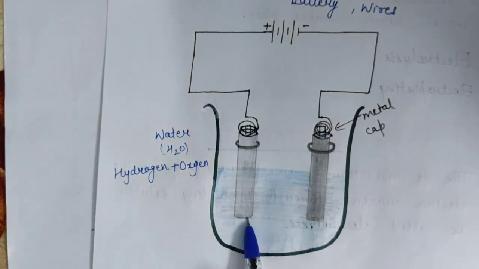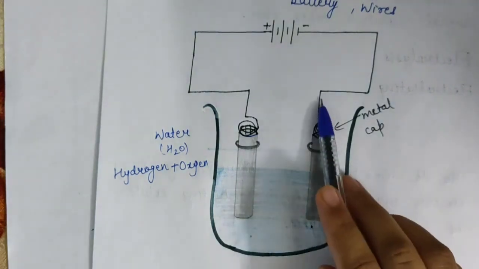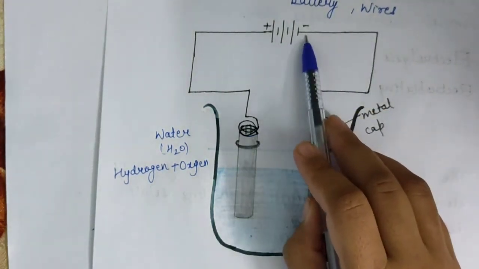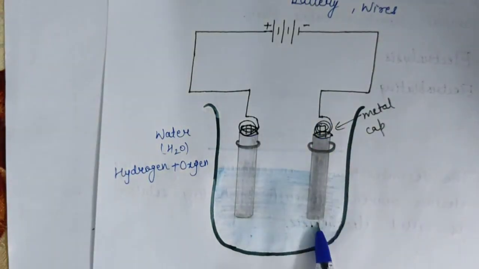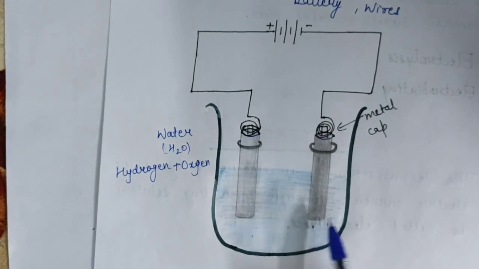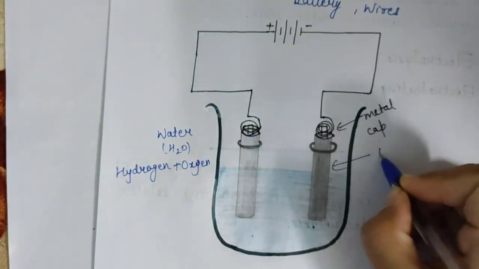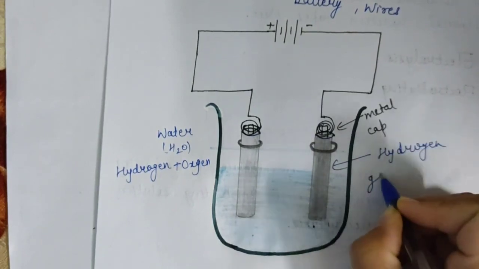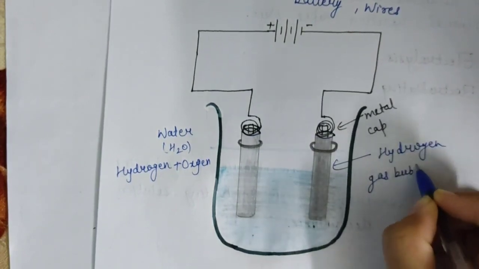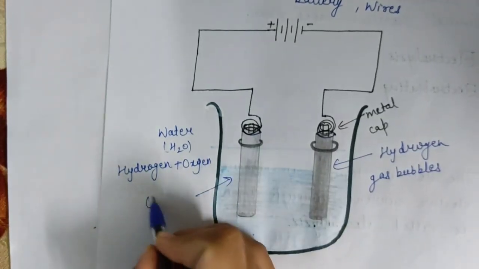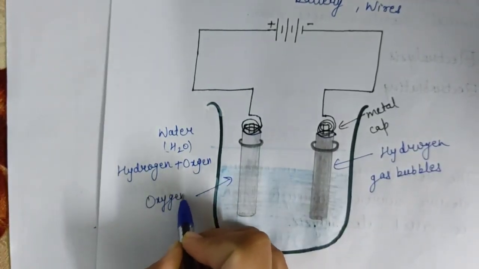Okay, and the hydrogen gas bubbles are formed on the electrode which is connected to the negative terminal of the battery. So on this electrode, hydrogen gas bubbles are formed, and on this electrode oxygen gas bubbles are formed.